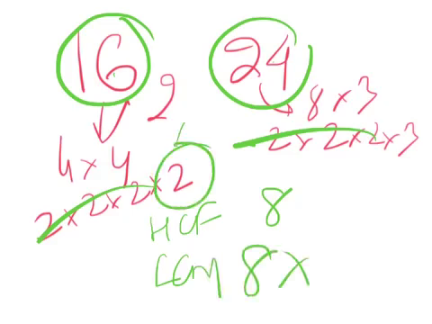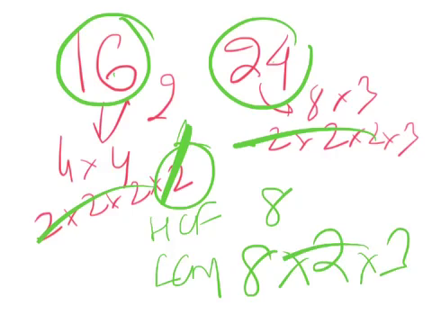Exercise 1 2. 1 2 is gone from here. 1 2. Here there is nothing else. Only one 2 is left and one 3 is left. That will work. 16 into 3 is 48. So if you understand this part, let's move.